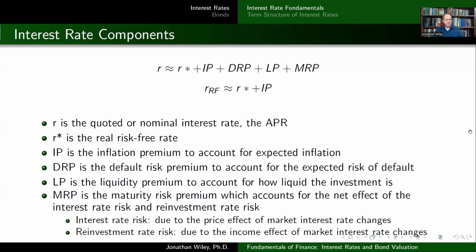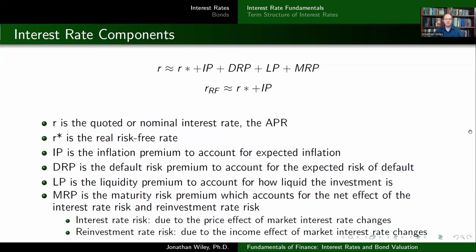All right, let's talk about the maturity risk premium. So the maturity risk premium is a component that's added to the interest rate that is accounting for the net effect of interest rate risk and reinvestment rate risk. So let's talk about those two pieces. So interest rate risk, this is basically due to the price effect of market interest rate changes.